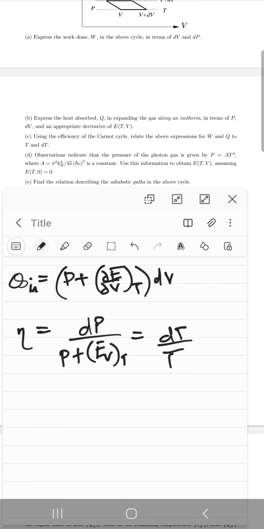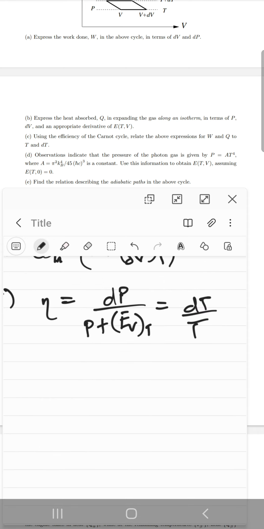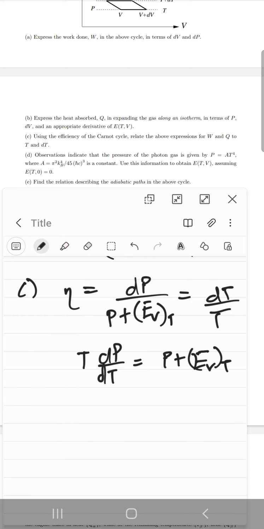All right, so what does this tell us? That tells us dP upon dT is equal to, or more like T times that, is equal to P plus E sub V at constant temperature. Okay, so use this information. Wait, what are you supposed to do? Yeah, use the efficiency of the Carnot cycle and relate the above expression. So that's done. This is the part with C.